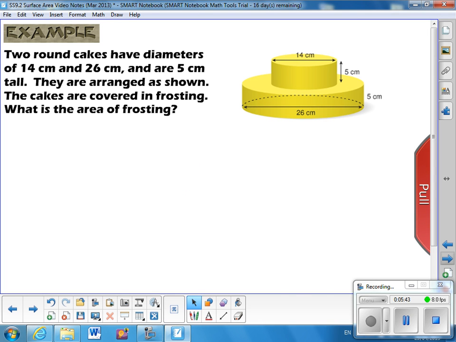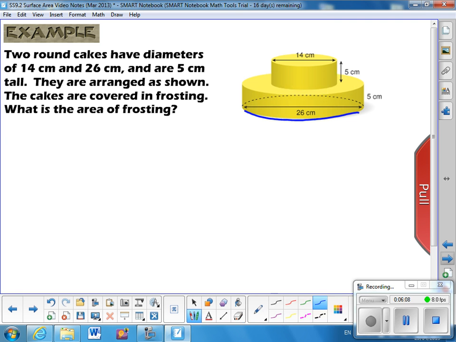Couple things we should think about. You don't frost the bottom of the big one where it sits on the plate, so you only need one there. You would put frosting in between here, in between the two little ones. No, that's the overlap. We're going to calculate the overlap a little bit later. Sorry.